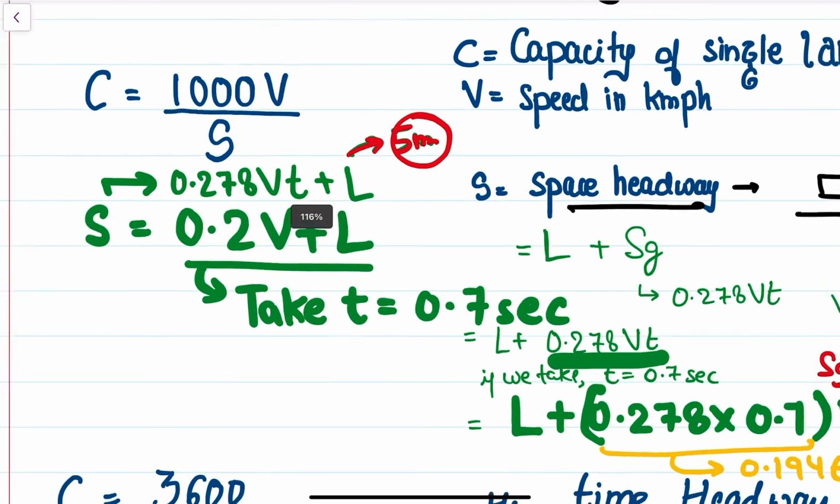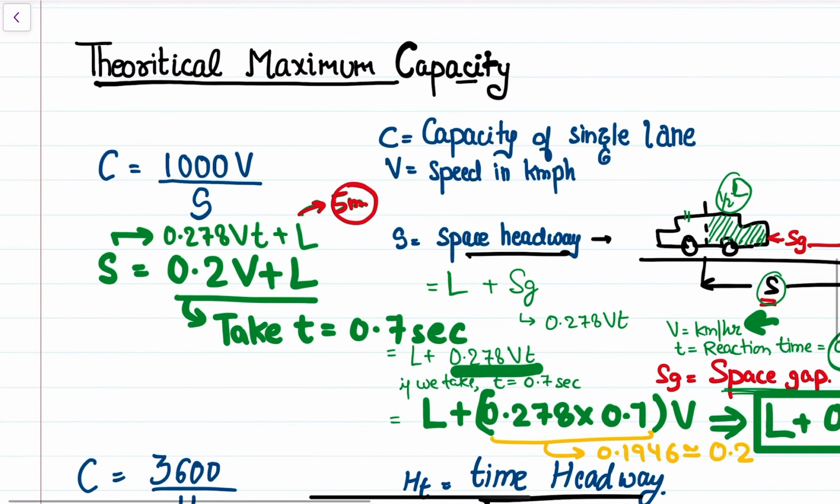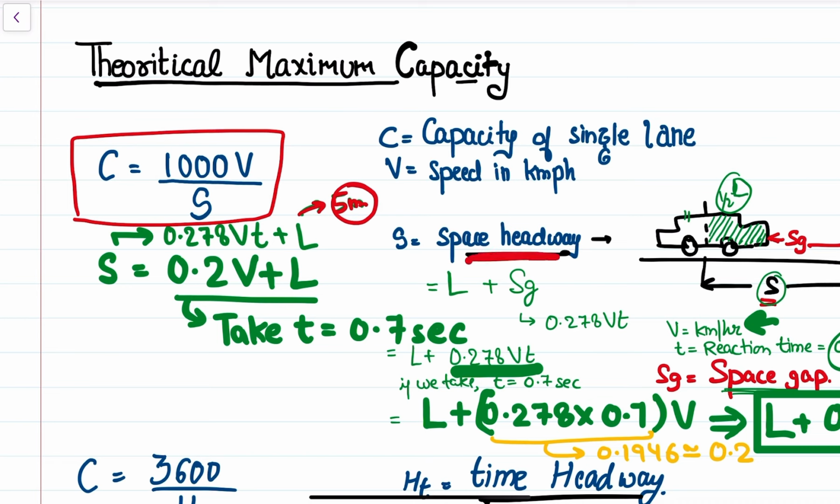So this is the maximum theoretical capacity with respect to the space headway: C equals 1000 V by S. V will be in kilometer per hour, and S is in meters. So this is the formula for theoretical maximum capacity in terms of space headway.